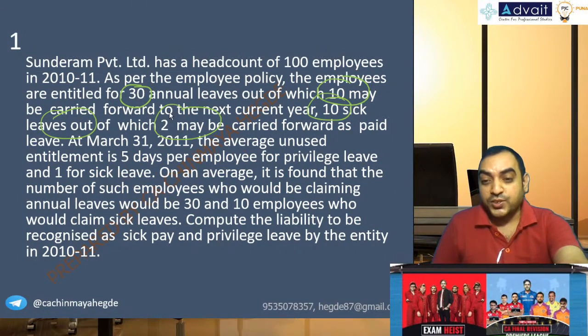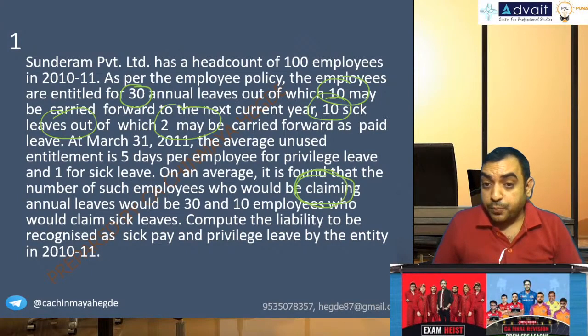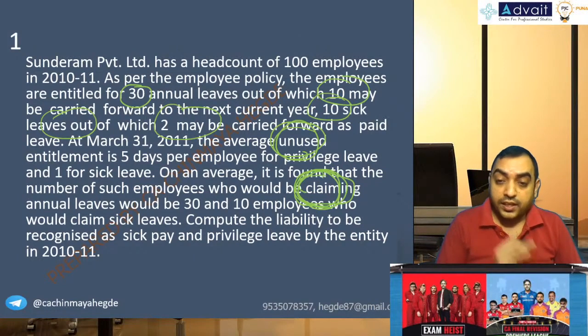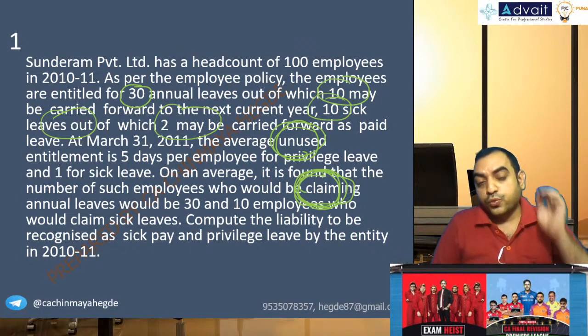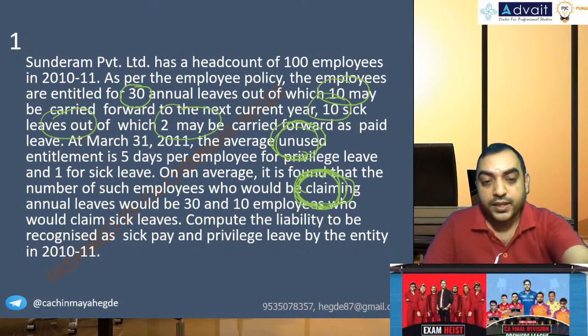On 31st March 2011, the average unused entitlement is 5 for privileged leave and 1 for sick leave. On an average, it is found that the number of employees who would be claiming annual leaves would be 30, and 10 employees would claim sick leaves. Compute the liability to be recognized as sick pay and privileged leave by the entity.